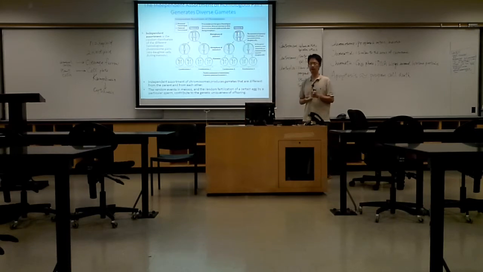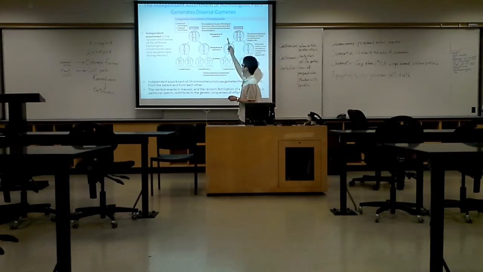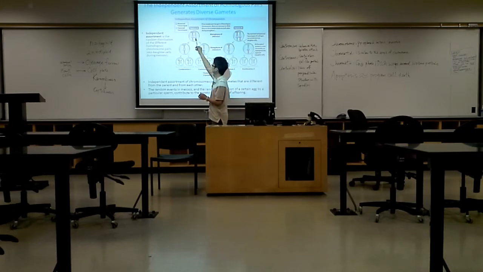Now the second method to increase genetic variation is called independent assortment. Independent assortment occurs in metaphase 1. So remember, metaphase 1, we have the independent assortment. So what does it mean? There are different ways of lining up the chromosomes. For example, you can line up the maternal homologs on one side, and the paternal homologs on the other side.